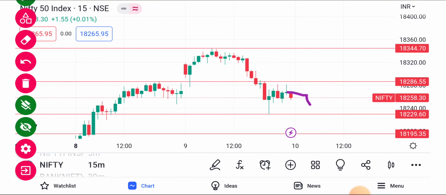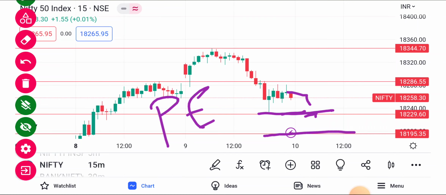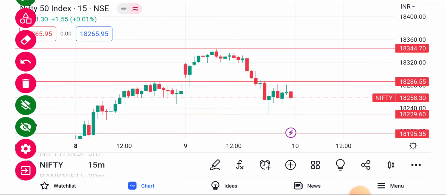If it comes down, I will see the price action at the 18,230 level. If it breaks 230, I will buy a put in a very small quantity with a very strict stop loss. The first target will be 18,200. Below 200: 170, 150, 130 and 100. We can get these targets downwards.